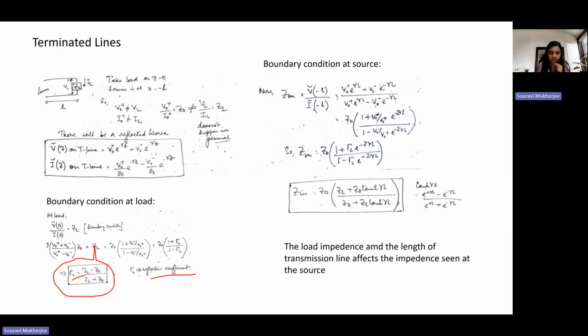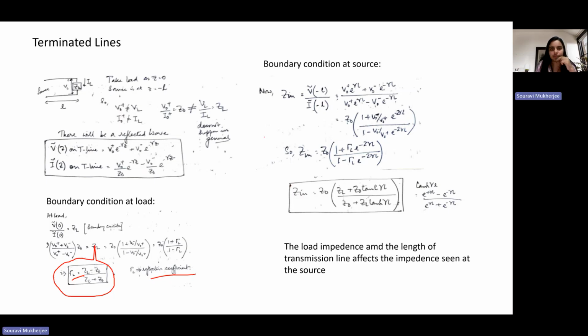So physically what it means is that your transmission line has some impedance, and then you have an impedance at the end. Now, how different these two are would govern how much of the voltage would get reflected back. If they are the same, so if ZL is equal to Z naught, what will happen? There'll be no reflection, right?